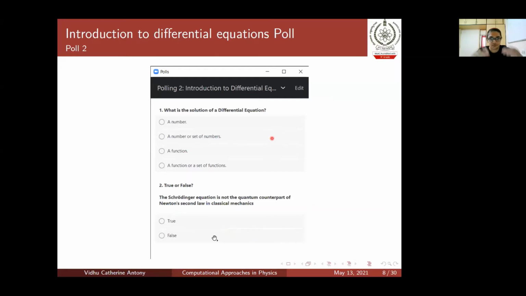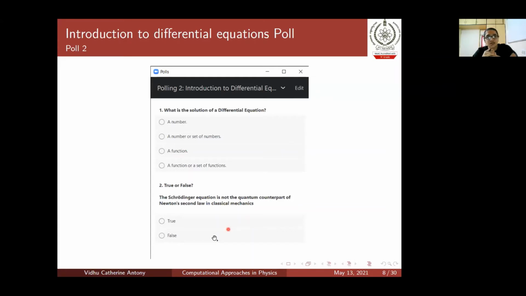So let me share your results and let's discuss what's wrong here. What is the solution of a differential equation? The majority of you answered a function. But is it just a function or is it a set of functions? When you solve differential equations, or even look at the harmonic oscillator's differential equation, you can have different functions associated with that. You can have a sine or a cosine function which is going to give you the solution. So you can have a function or a set of functions.